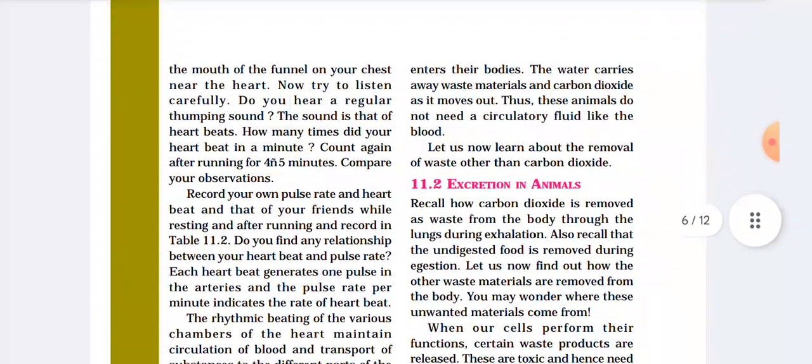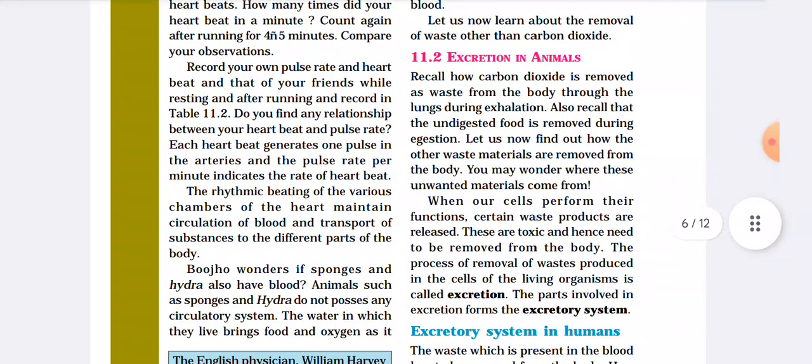So they do not need any circulatory system. Now, how do animals excrete? Recall how carbon dioxide and waste from the body are removed from the body through the lungs by exhalation. Also recall how the undigested food is removed during digestion. And also remember that we sweat during the summer.